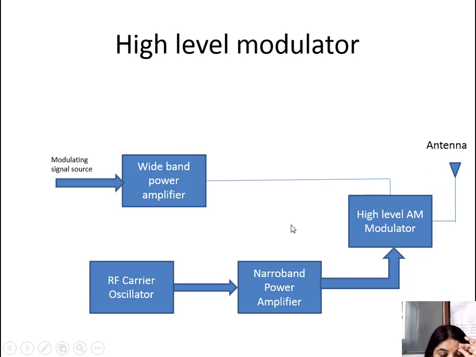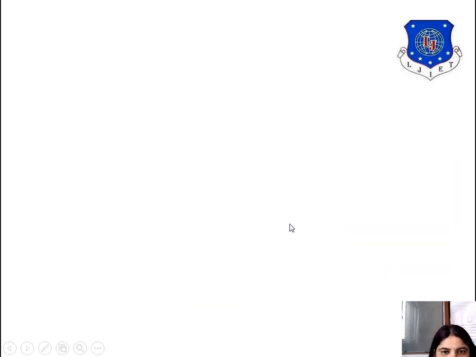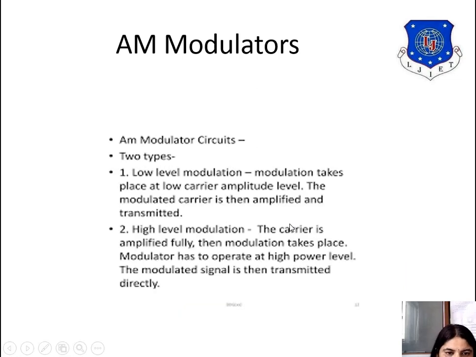So this is the difference between the high level and the low level modulator. We can keep in mind the two types of AM modulator circuits. Low level modulation: modulation takes place at low carrier amplitude level. The modulated carrier is then amplified and transmitted. High level modulation: the carrier is amplified fully, then modulation takes place. The modulator has to operate at high power level. The modulated signal is then transmitted directly.